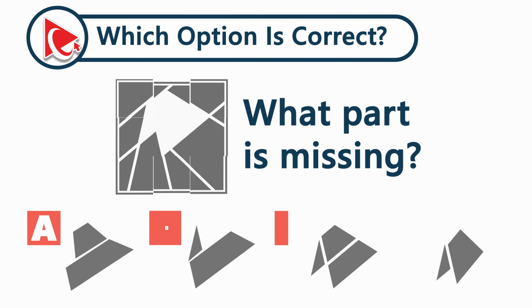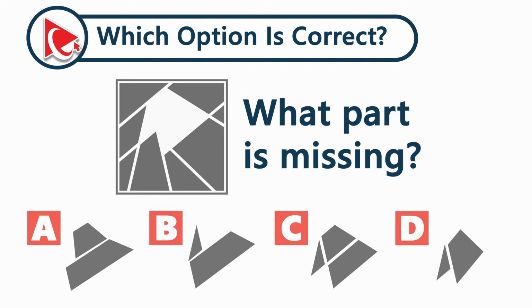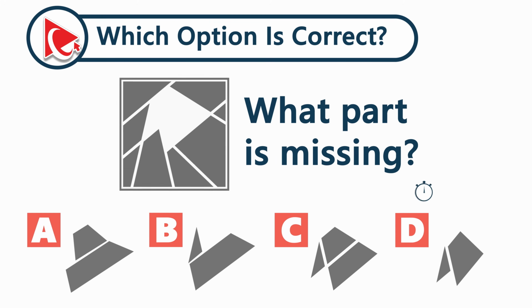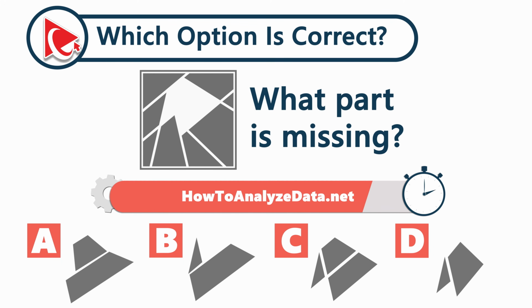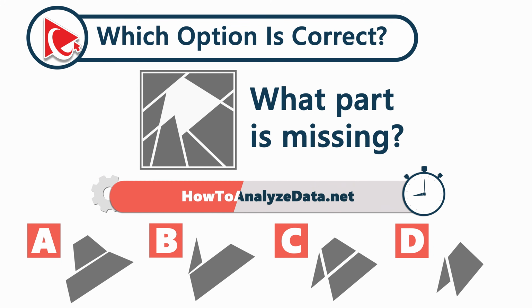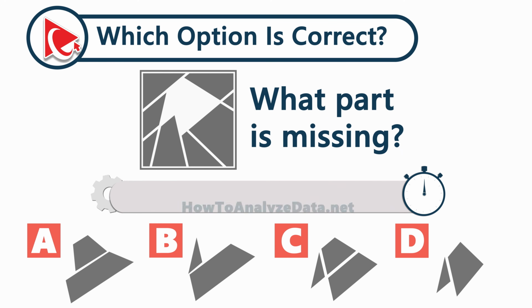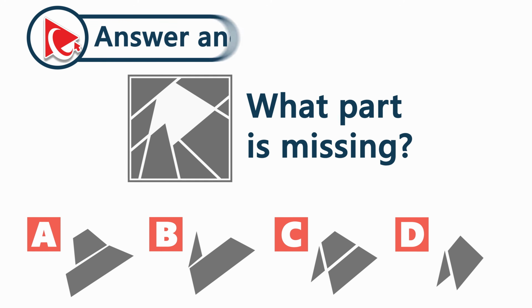You're given an abstract square design with one section removed. Your goal, figure out which one of the 4 options completes the image perfectly. Here's how we're gonna solve it.